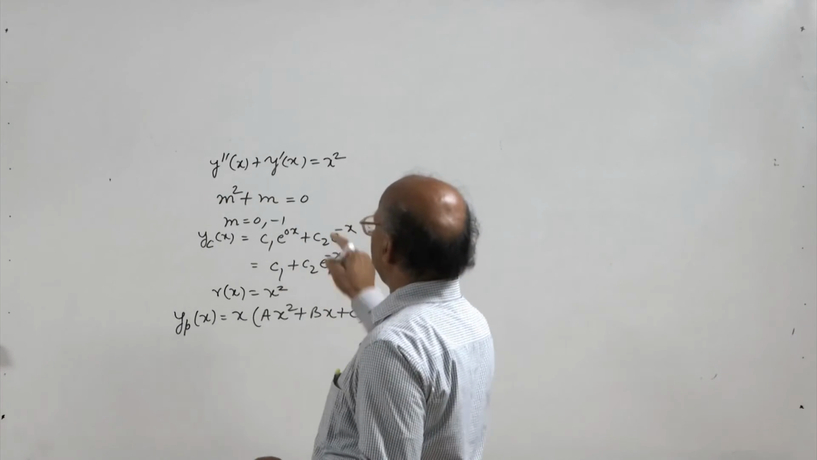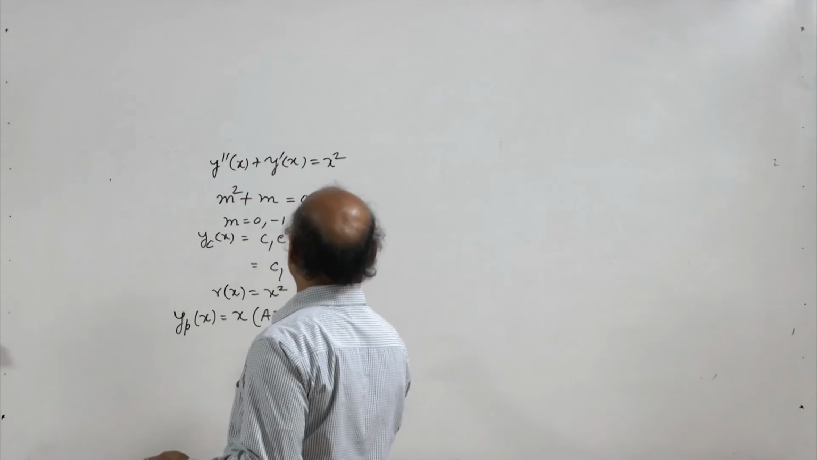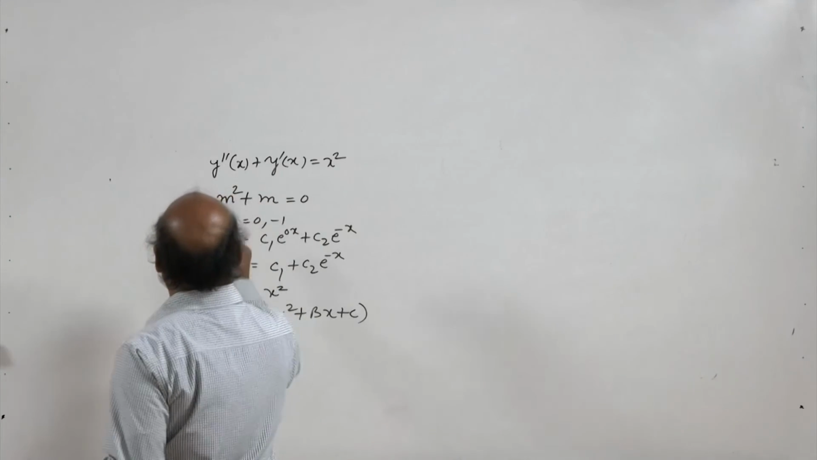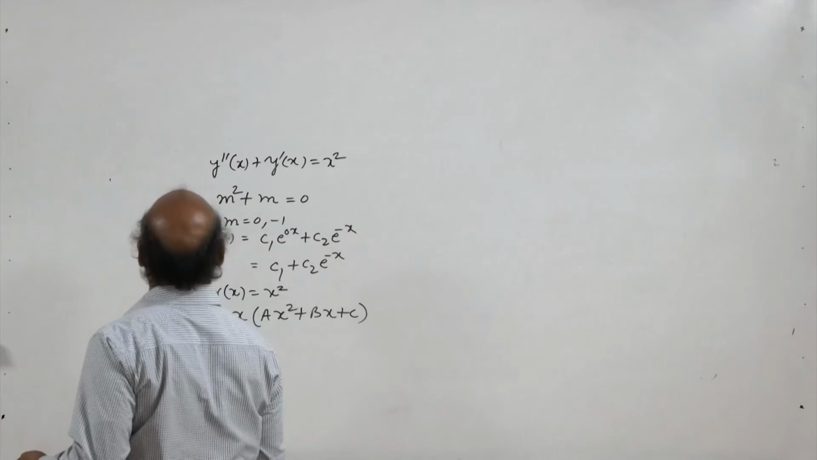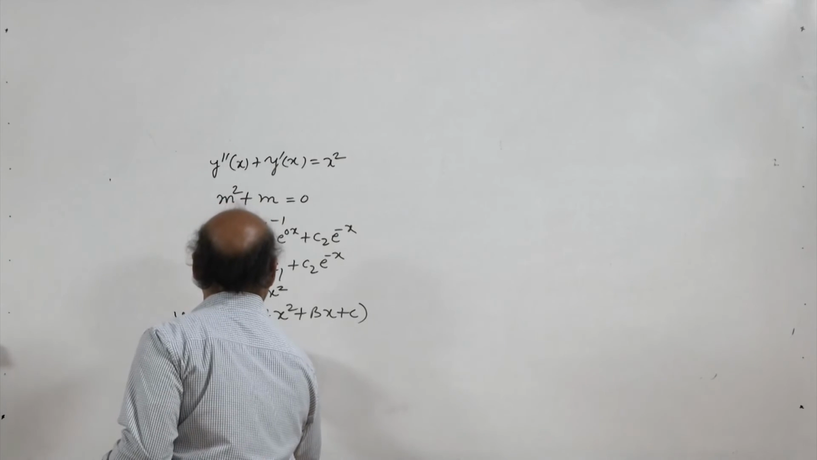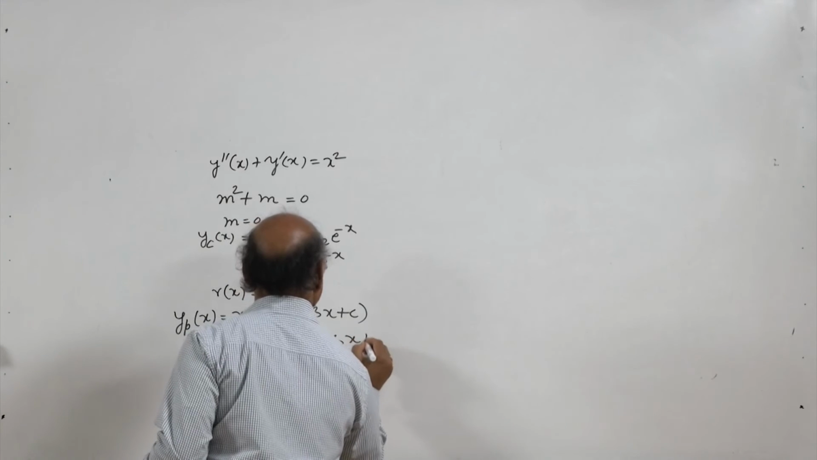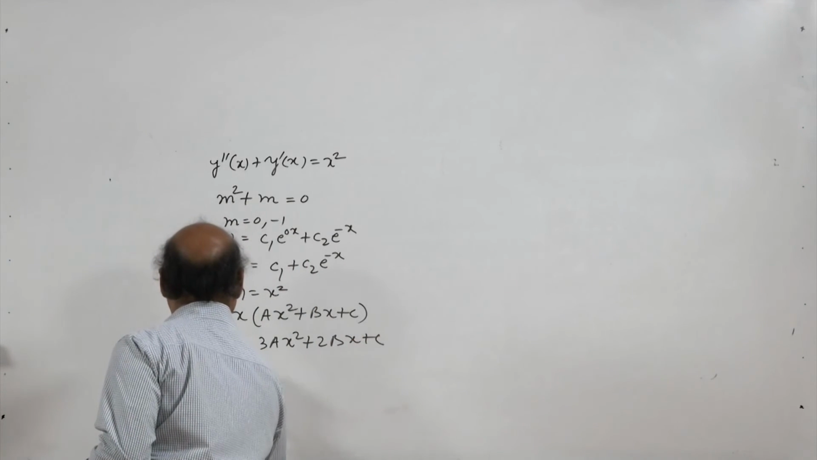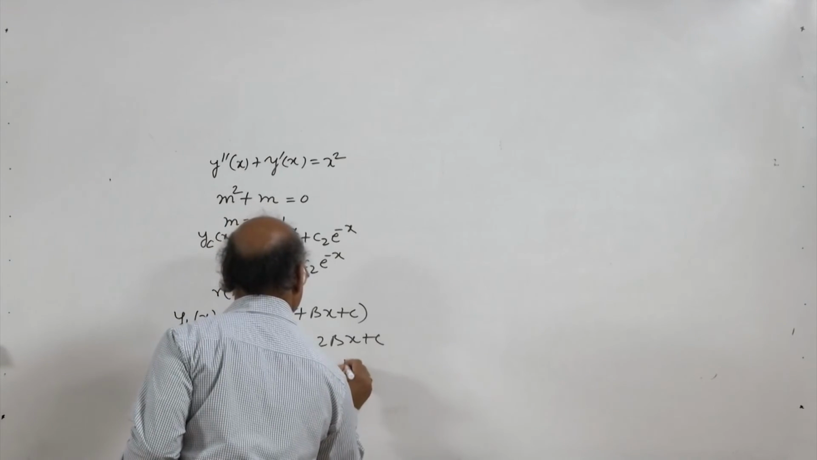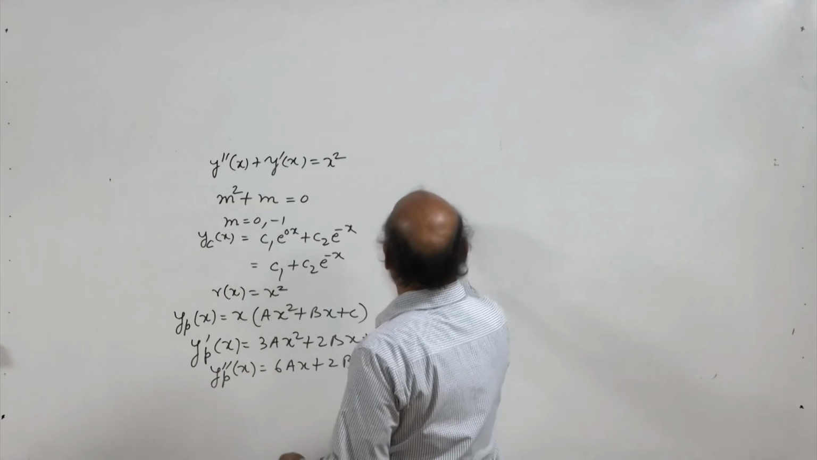Because 0 is the root of the auxiliary equation and it occurs once, we have to multiply the choice ax² + bx + c by x. With this choice of y_p(x), when you substitute it into the given differential equation, what will you have? So this is ax³, so y_p'(x) is 3ax² + 2bx + c, and then y_p''(x) you will get as 6ax + 2b. So let us put these values of y_p(x) and their derivatives in the given differential equation.